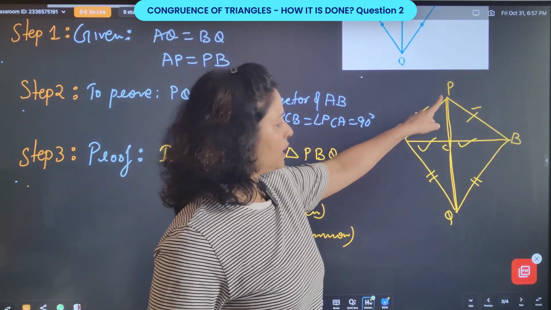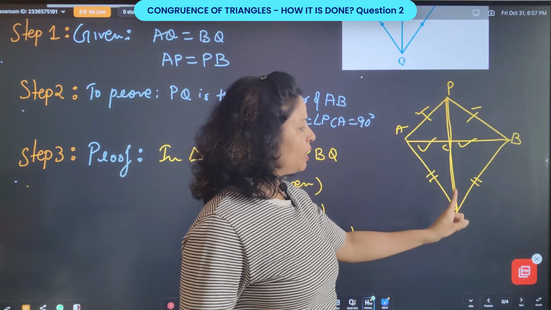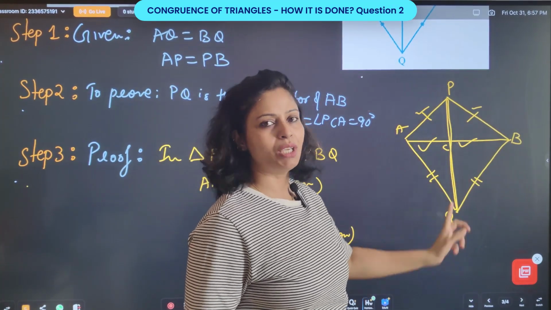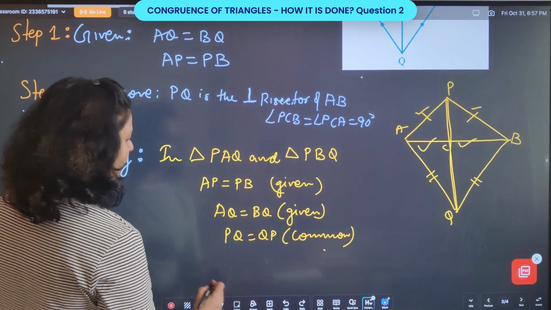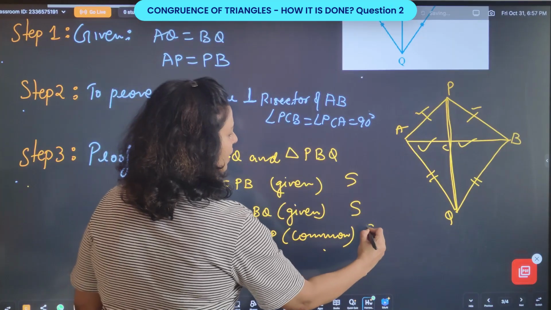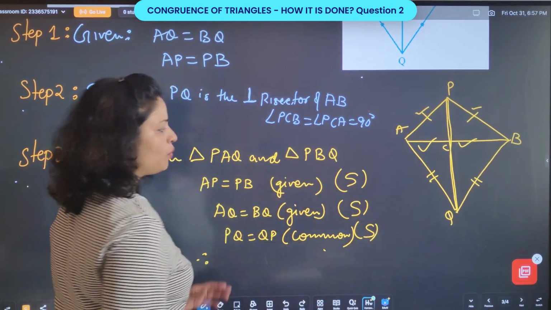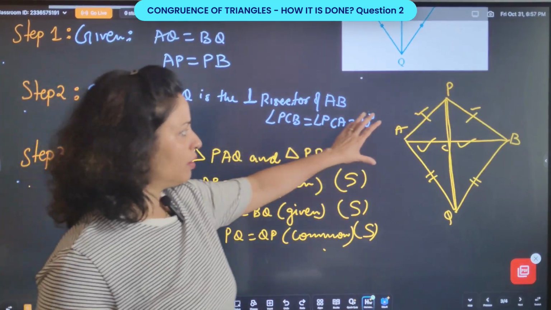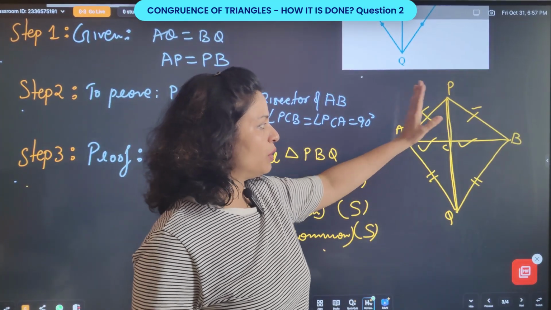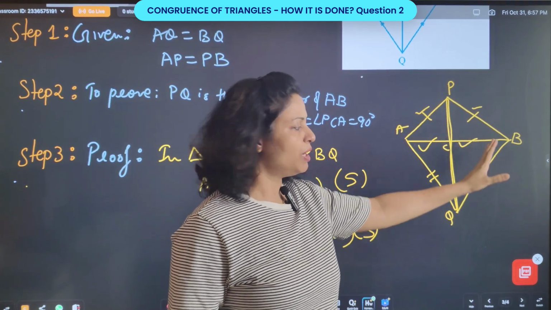Okay, it's a common side. PQ is a common side to triangle PAQ, as well as PQ is the side belonging to triangle PBQ. So we can write common side. Therefore, I can say now which rule applies here? SSS, right? All the three sides.